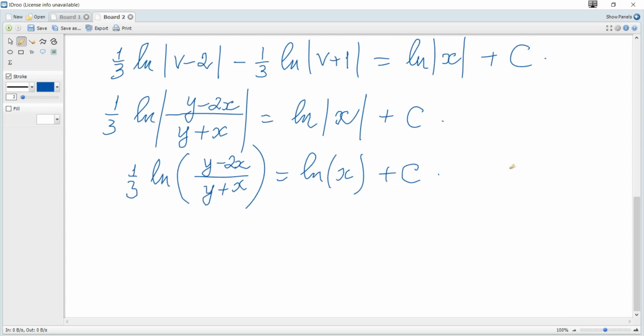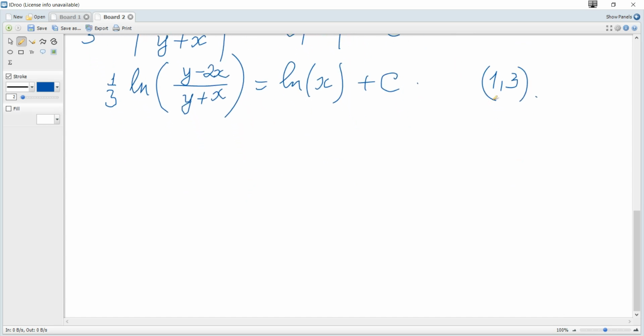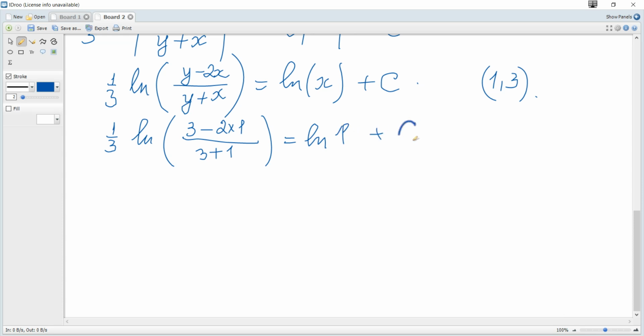And it is given a 0.13, so we can substitute it and find the constant. So it becomes 1/3 ln of (3 minus 2 times 1) over (3 plus 1) is ln 1, plus the constant is 0. And it's 1/3 ln 1/4, which is a constant.